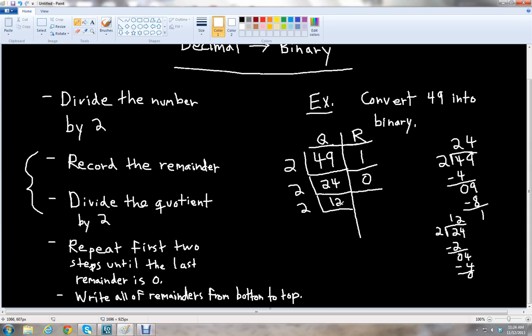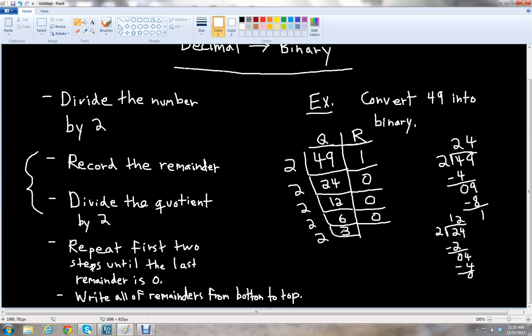Divide that by 2, and we see that 2 goes in 12, that's what, 6 times, right? 2 times 6 is 12. And then we have our 0 remainder, because it goes in evenly. So notice that all the even numbers, when you divide by 2, have 0 remainder. And then 2 goes in 6 3 times. So that's going to be a 0 remainder.